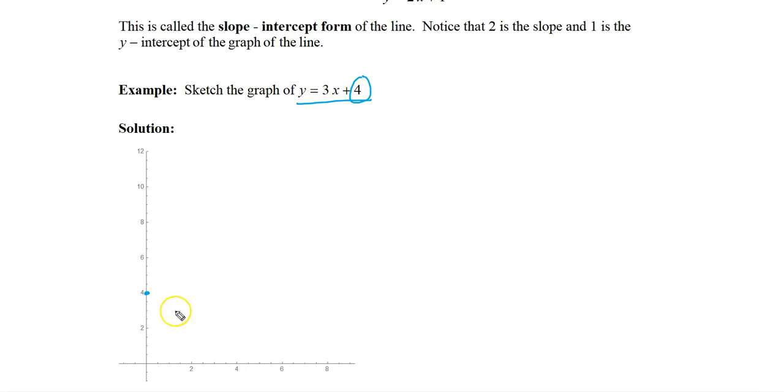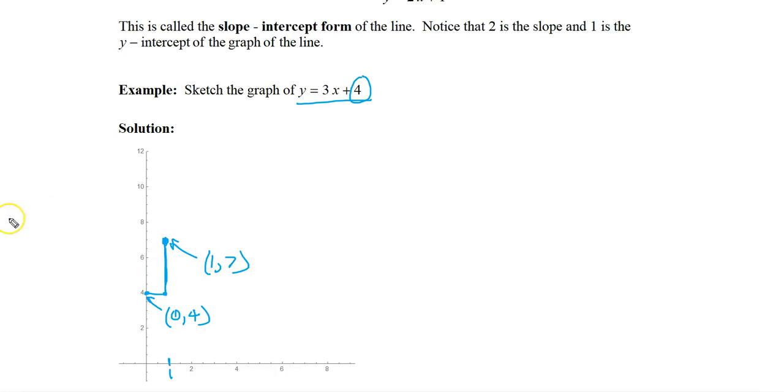So if we go over 1 unit, now this is 1 right here on the x-axis. If we go over 1 unit, that means we will go up 3 units. So 5, 6, 7 roughly. Right there would be another point on the line. So this is the point right here. That's the point (0, 4). And this point right here, if we go over 1 unit, we have to go up 3. That will be the point (1, 7).